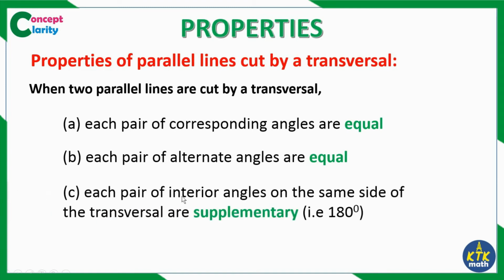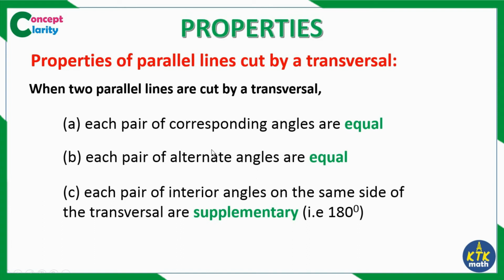Now check out the third point. Each pair of interior angles on the same side of the transversal is supplementary. Supplementary means what? When we add two angles, we get 180. That is, when you find the names, if you get same side angles, then when you add those two angles, you are going to get 180. These 3 points are very important for the next sums. Don't worry, I will give you practice for solving the sums also.